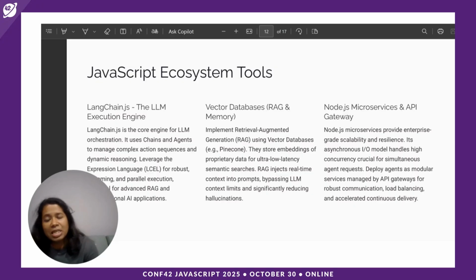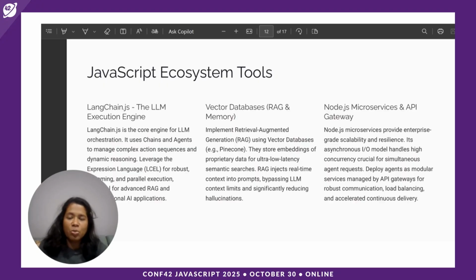Vector databases enable RAG, or retrieval augmented generation, implementation, storing embeddings of proprietary data for ultra low latency semantic searches. RAG injects real time context into the prompts, bypassing the LLM context limits and significantly reducing hallucinations.